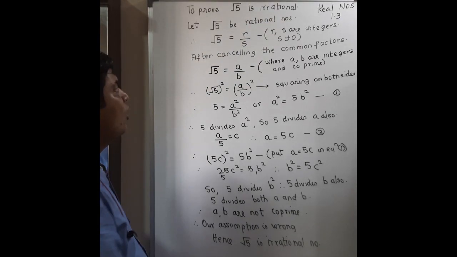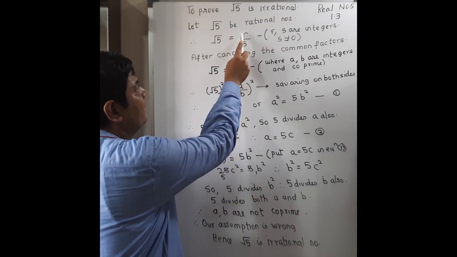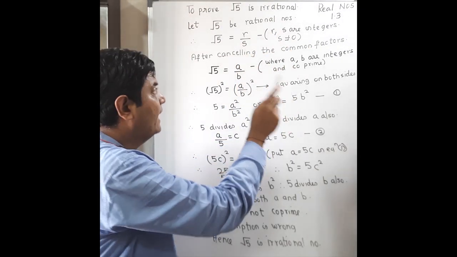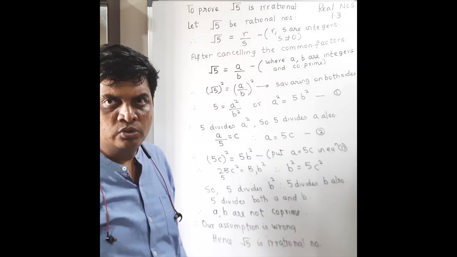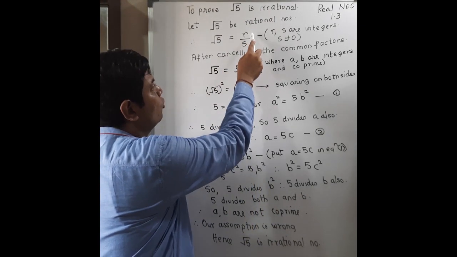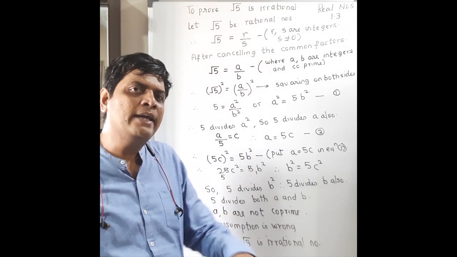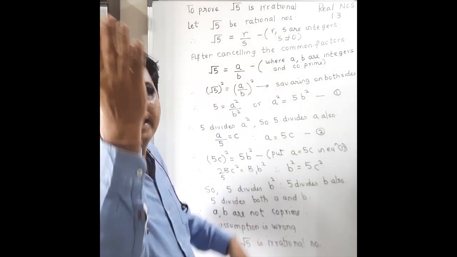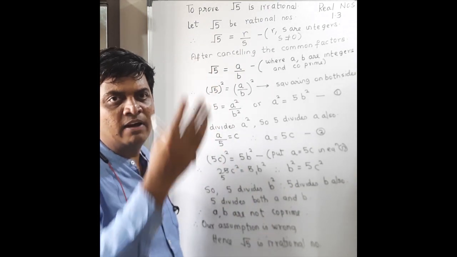So by the definition of a rational number, what is square root of 5? It is r upon s, where r and s are integers and s should not be equal to 0. This is the definition of a rational number. Now, r and s might or might not have some common factors. It can be 5 upon 10, so I can cancel 5, and I get 1 upon 2.